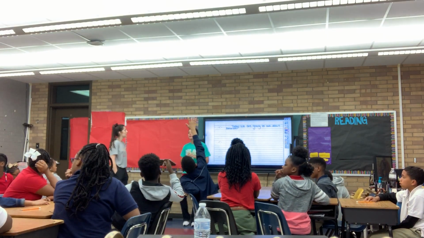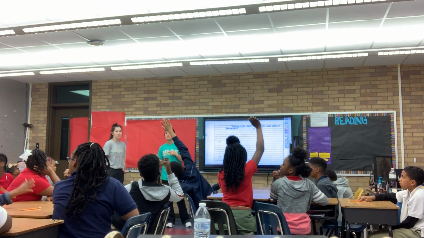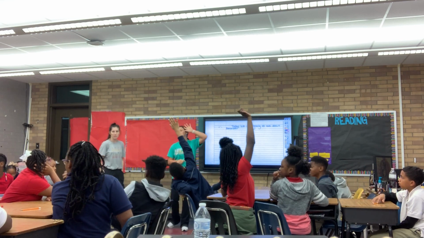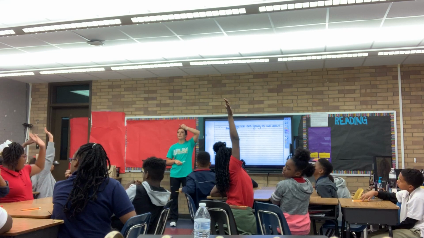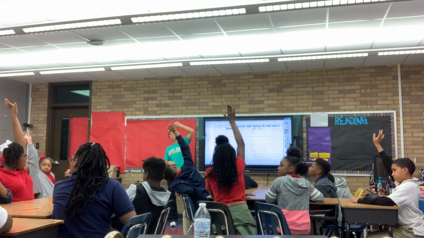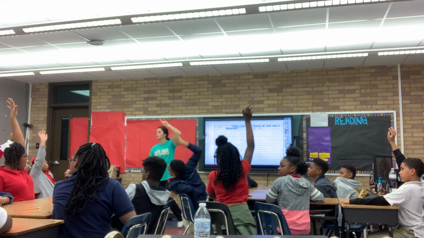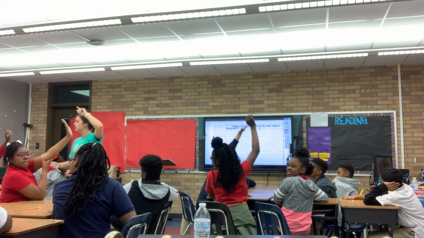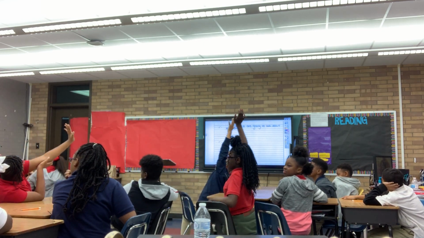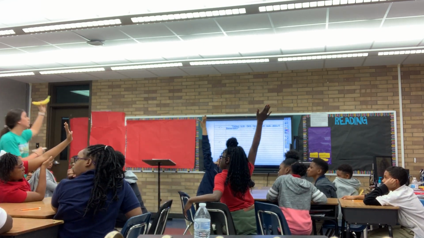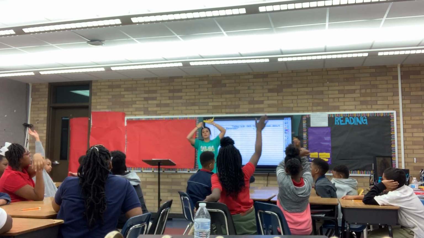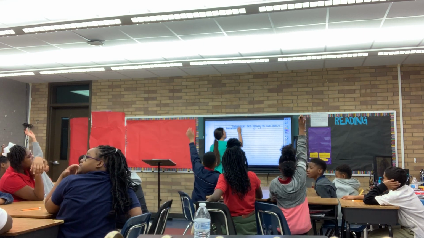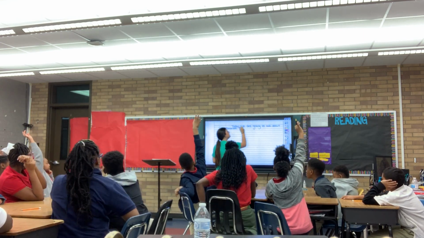So we're working on the details, so let's include some details. We're using descriptive writing, so we're going to use our 5 senses. Somebody tell me what the banana looks like. We're looking at this banana. What does a banana look like? What you got, Precious? Yellow. So let's put bananas are yellow.